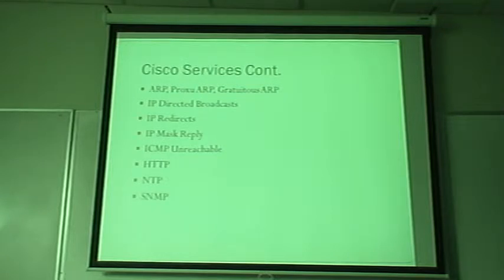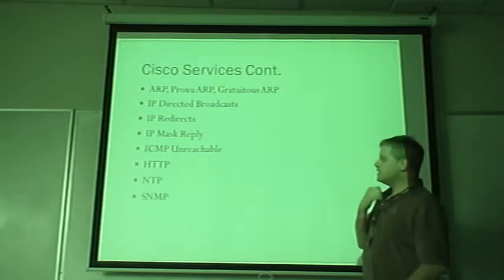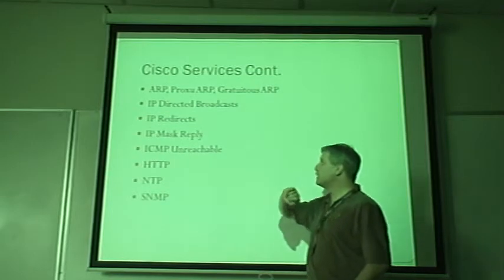ARP, proxy ARP, and gratuitous ARP, Address Resolution Protocol. ARP is very, very malleable, especially on switches. We'll get into that when we talk a little bit about layer 2 security, as we will with directed broadcast, redirects, mask reply, ICMP unreachables, SNMP, Network Time Protocol, and HTTP, which you've already touched on a little bit.